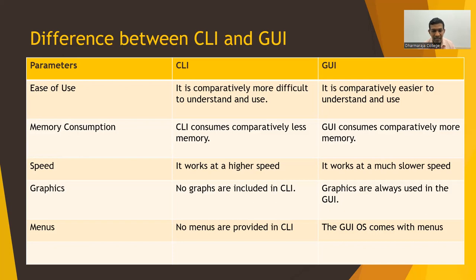So if you want to work, you can work faster with the CLI than the GUI. If you take the graphics, in the CLI you cannot find any graphics. Only the commands, only the command prompt, command window. But the GUI always uses graphics, highly. And no menus are provided in the CLI, while the GUI always comes with menus and buttons. Right? So now all of you can see what the user interfaces are and what their differences are.